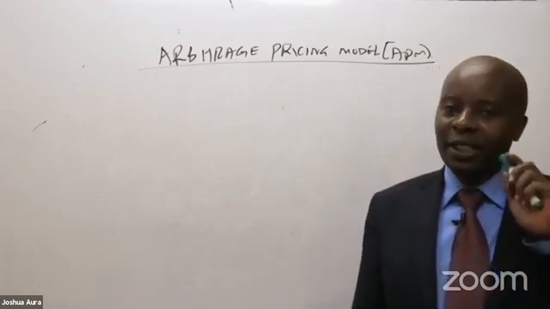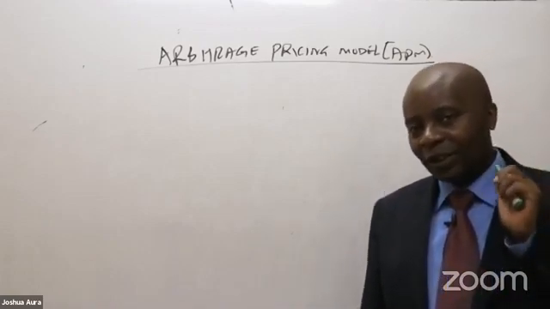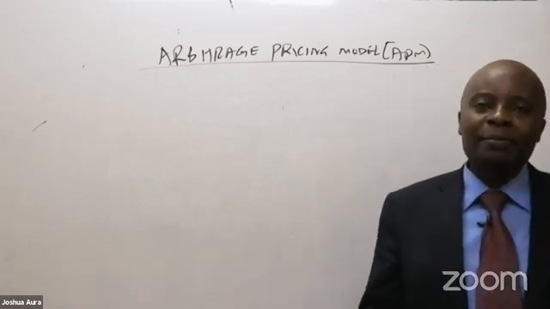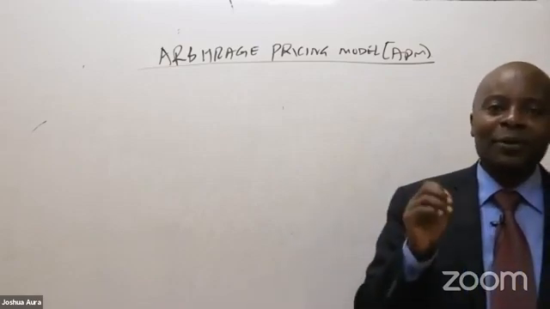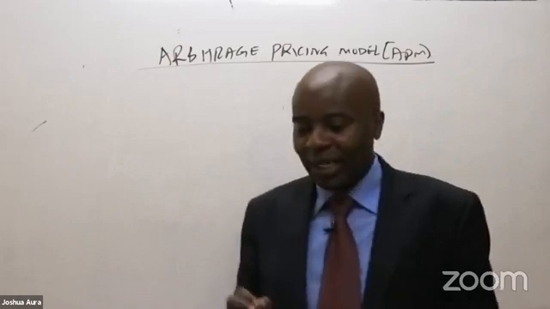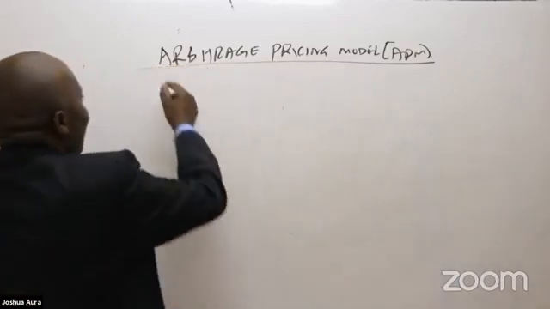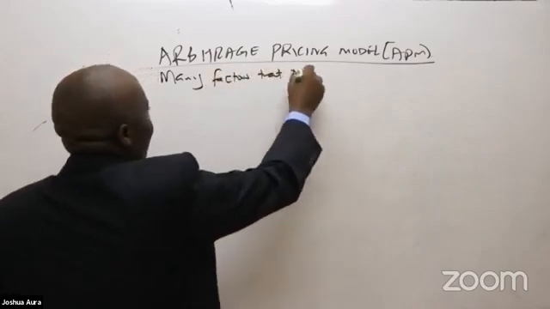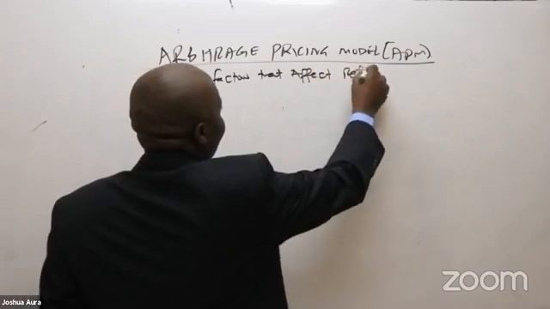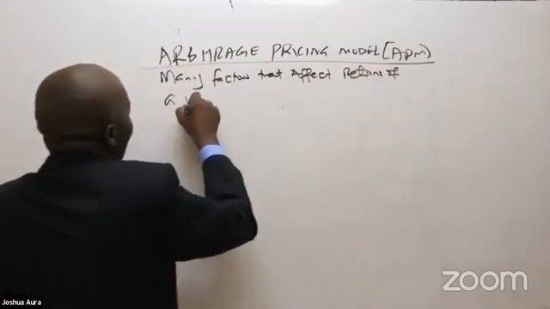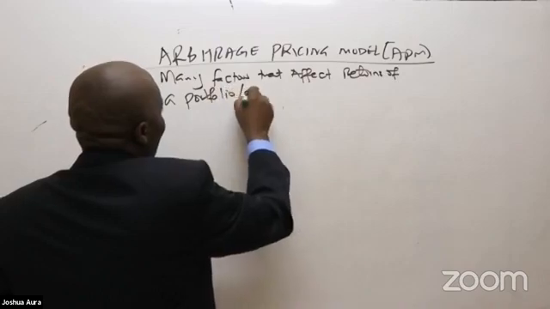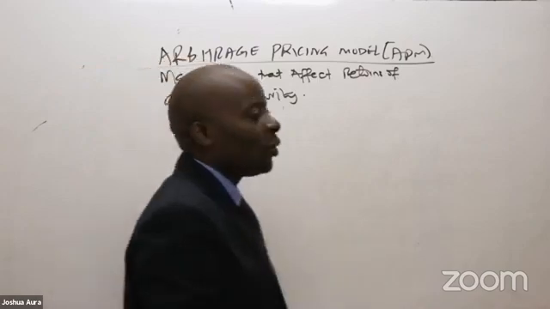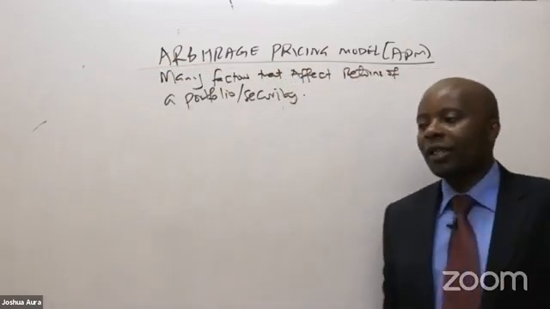There is always something that conspicuously rings in my mind whenever I hear of the arbitrage pricing model. I remember that CAPM, the one that you've just done, is a single factor model, whereas APM is a multiple factor model. So APM is a model that has many factors affecting the returns of a portfolio or the returns of a security.